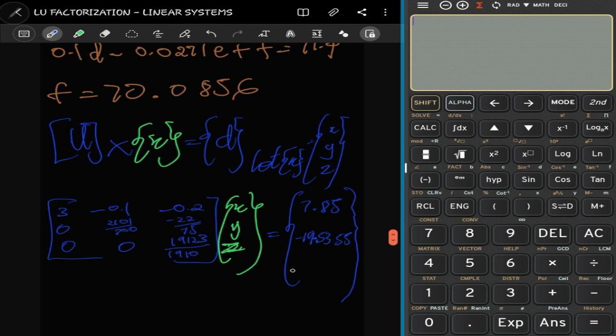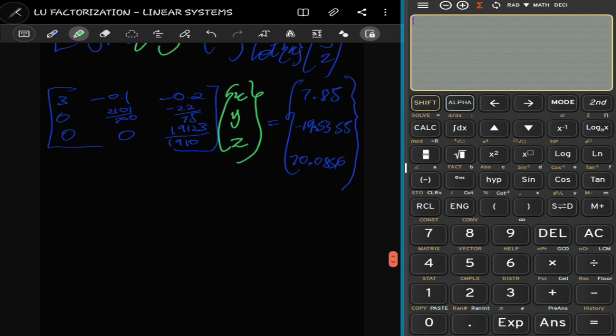And our F is 70.0856. Right, so this is what we have. Now we do backward substitution, right? So we can see clearly that 19123 on 1910 z is equal to 70.0856. So now we can find z.